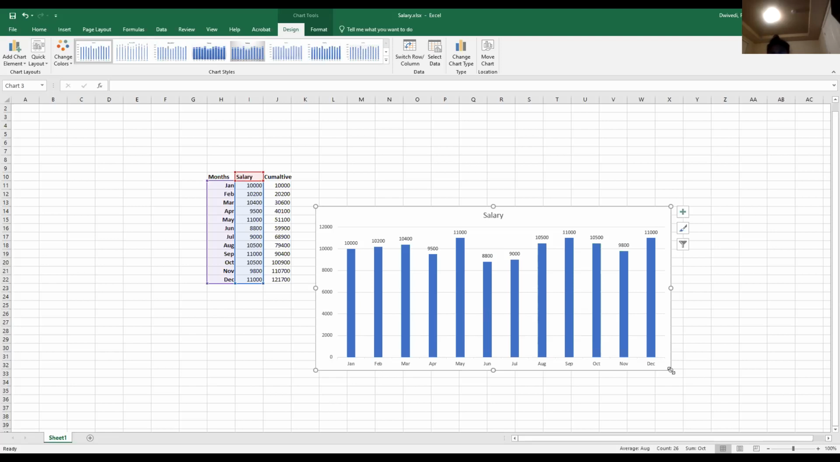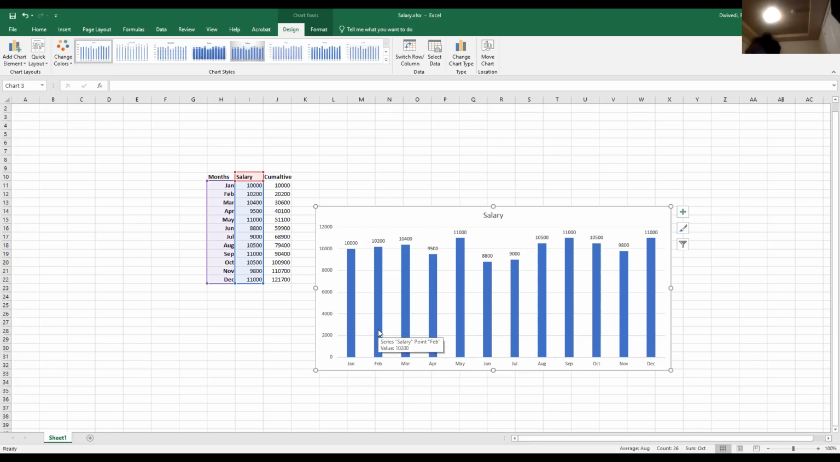If I want to know a particular month's salary, this is a very good visualization. What is the salary of May? I can clearly go on the May bar and understand 11,000. If I need to know June, 8,800. So this is a probability distribution, and this helps to understand the event of an individual month. So individual month salary, we can clearly see.